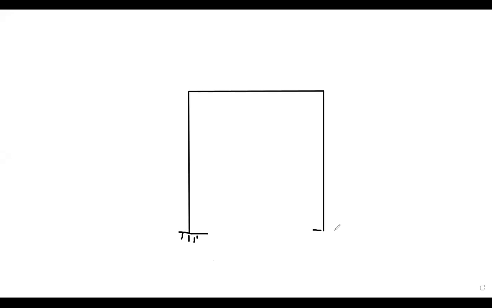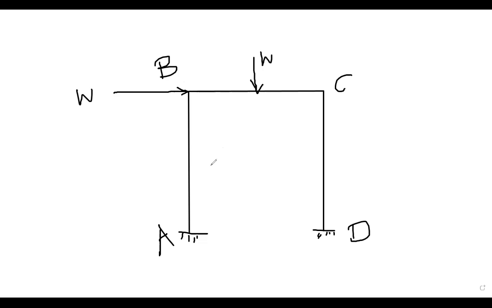So I am talking about the independent mechanism. If we consider the portal frame, with the columns having both ends fixed, this is A, this is B, this is C, and this is D. On beam BC, a load W is applied at the center, and at the joint, again a load W is applied.